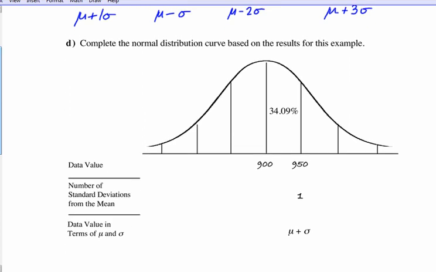So we have 900, 950, 1,000, 1,050, going backwards, 850, 800, and 750. Okay, so 34.09% in those two categories, and we had 13.64% on these ends, and we had 2.27%.